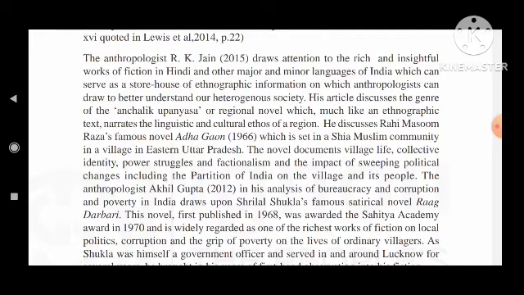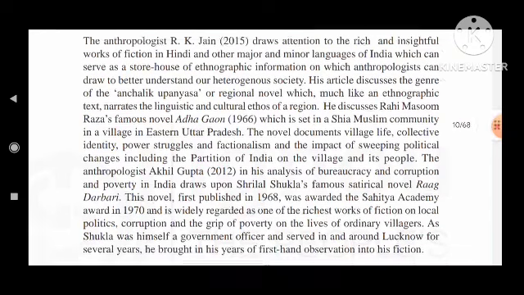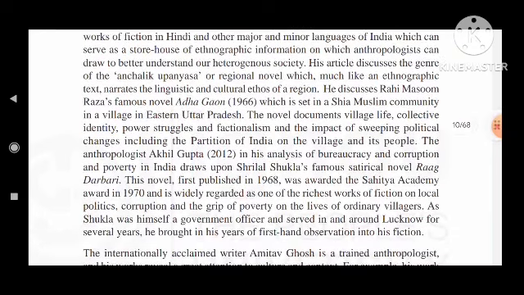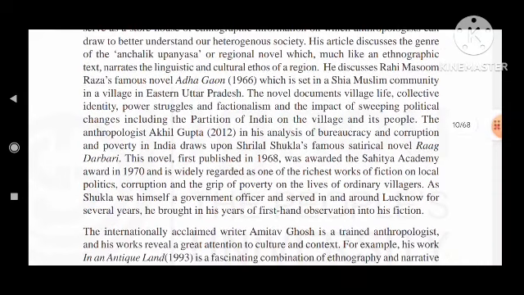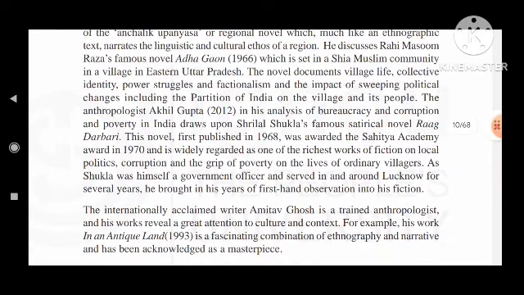His article discusses the genre of the Anchalika Upanyas or regional novel, which, much like an ethnographic text, narrates the linguistic and cultural ethos of a region. He discusses Rahi Masoom Raza's famous novel Adha Gaon, 1966, which is set in a Shia Muslim community in a village in eastern Uttar Pradesh.